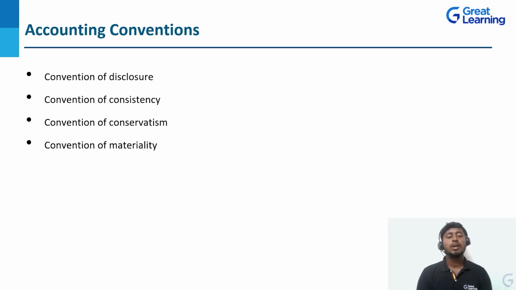And the third one, convention of conservatism. Convention of conservatism is nothing but they need to maintain all the books of accounts in a systematic manner, and they need to show it to the other stakeholders.